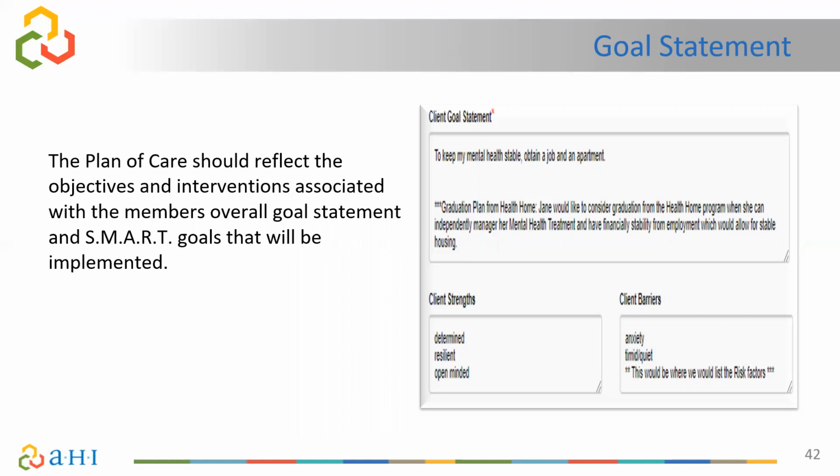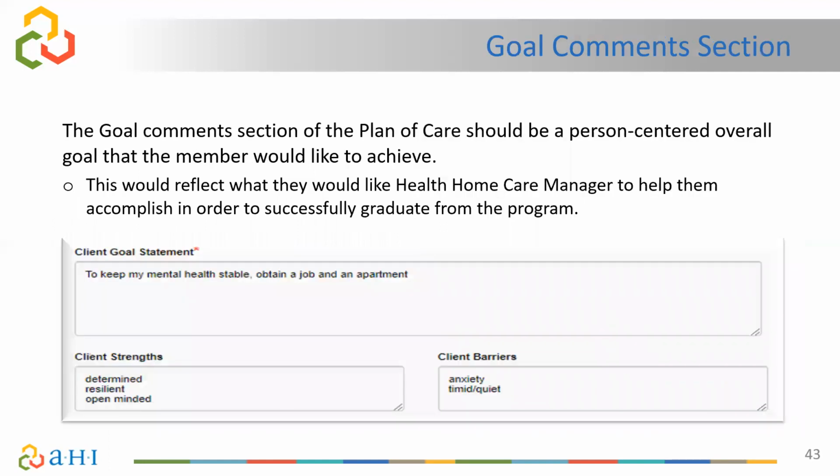And then below that, you're going to have your client strengths and your client barriers. This can be pulled from the CANS, your comprehensive assessment, or any other supporting documentation that you have from the member, or directly from member self-report. The goal comment section of the plan of care should be person-centered, overall goal that the member would like to achieve. This would reflect what they would like the health home care manager to help them accomplish in order to successfully graduate from the program. So your client goal statement is the most important element in your plan of care.